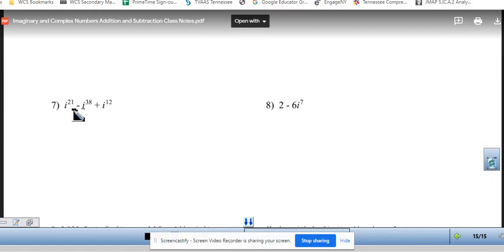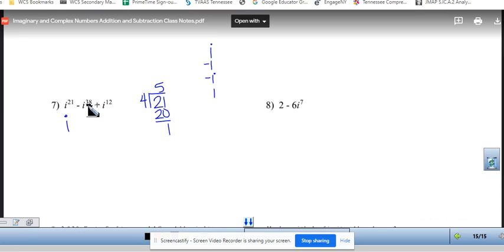In number 7, these variables are not multiplied together, so we cannot use the exponent rule where we add up the exponents. This time we're going to have to solve each of them individually and find out what their values are. The first one, 21, if I divide it by 4, 4 goes into 21 5 times with a remainder of 1. Remember, my values of i are i, -1, -i, and 1. So a remainder of 1 is i. So I'm going to write that down.